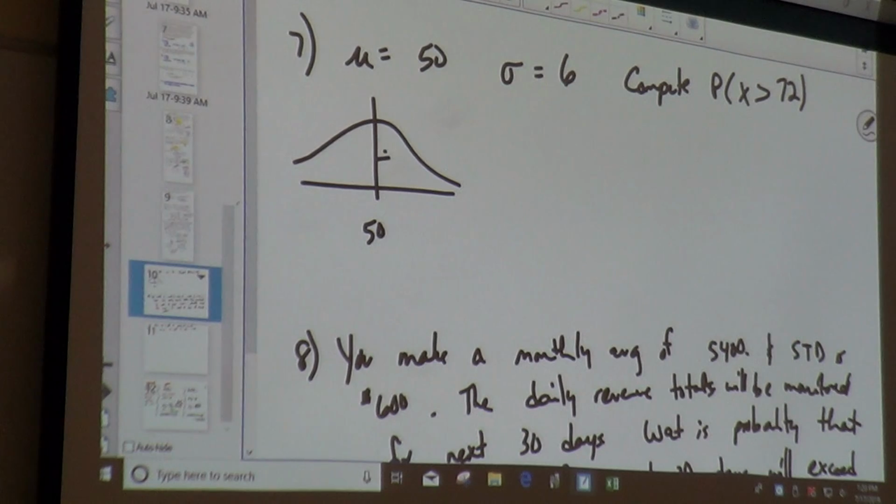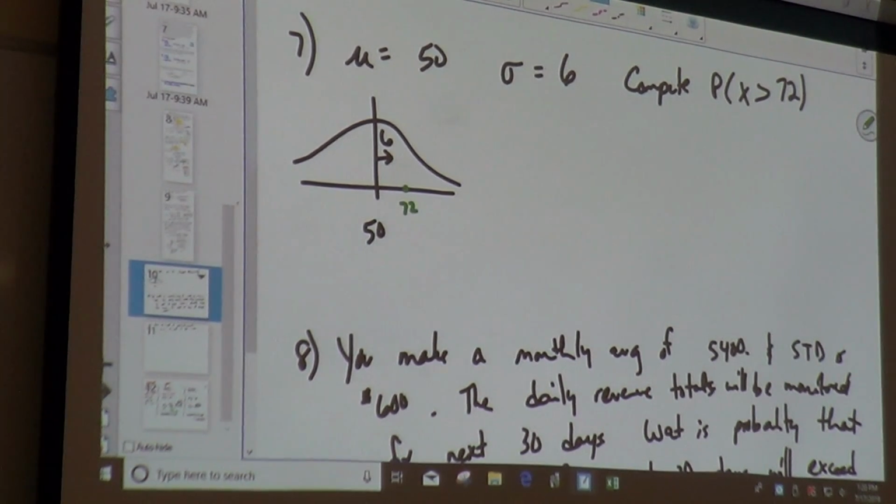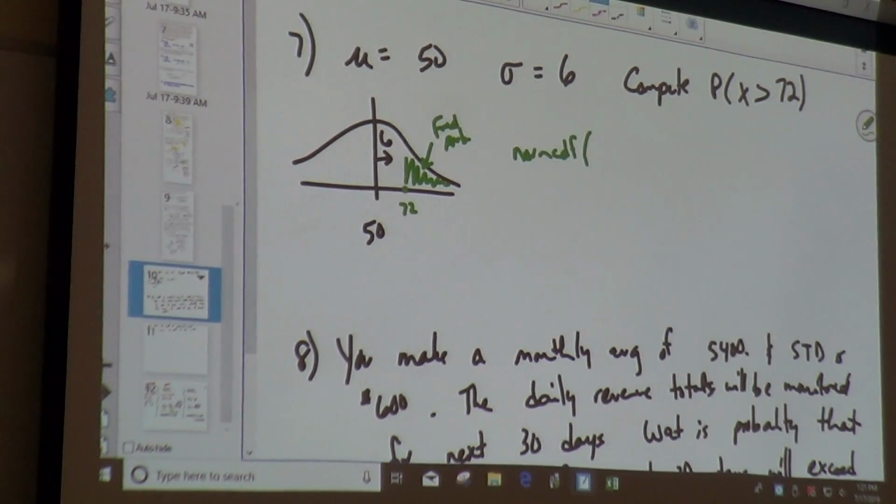Here's my mean, here's my standard deviation. Go to 72 and do greater than. We are finding the probability, which means we're finding the shade, which means we're doing normal CDF. Where did my shade begin? 72. And where did it end? My mean and my standard deviation.